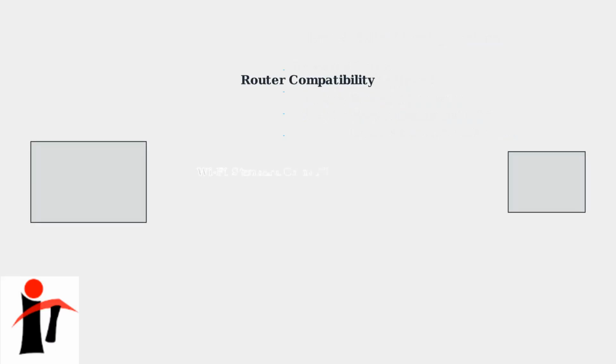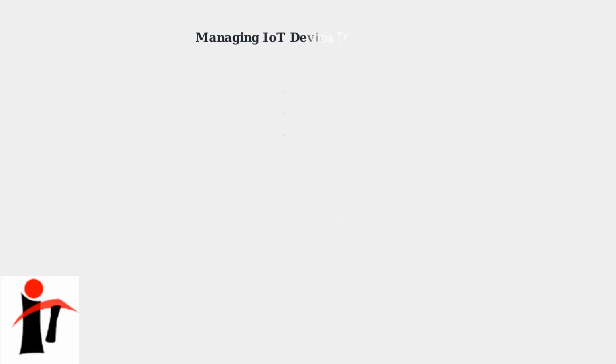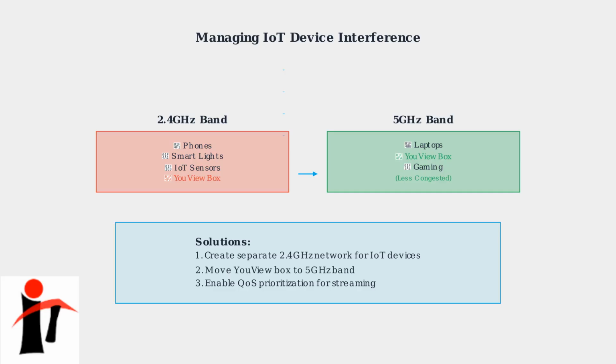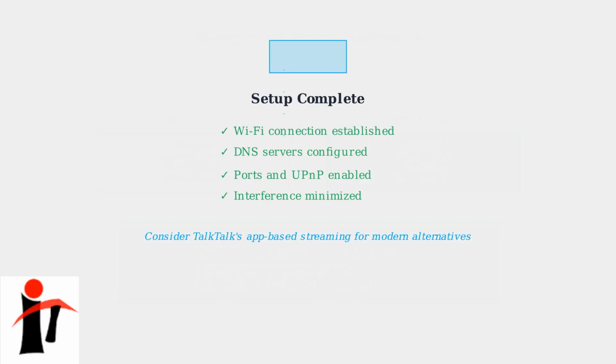If you've recently upgraded your router, you may encounter compatibility issues. YouView boxes work best with Wi-Fi 5 and earlier standards. Enable legacy Wi-Fi modes like 802.11n on your router for optimal compatibility. If you have many smart home devices, they can cause interference on the 2.4 GHz band. Create a separate network for IoT devices or migrate your YouView box to the 5 GHz band to reduce congestion and improve performance. Following these steps should establish a stable Wi-Fi connection for your YouView box.